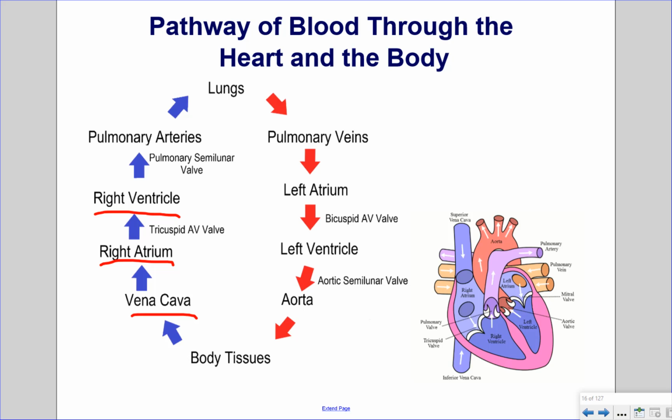And the blood will return to the heart via the pulmonary veins into the left atrium. Once in the left atrium, the blood will pass through the bicuspid atrioventricular valve into the left ventricle. The left ventricle, which is the most powerful, most muscular pumping chamber of the heart, will pump the blood out through the aorta to every cell in the body.